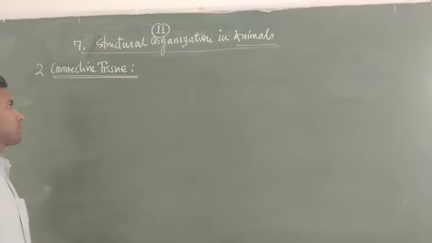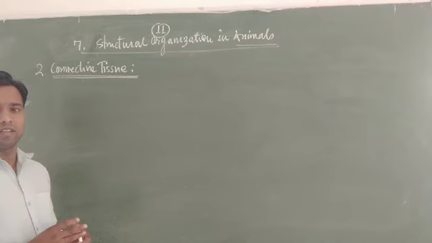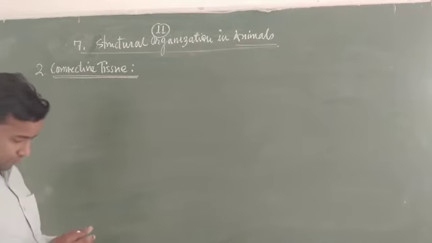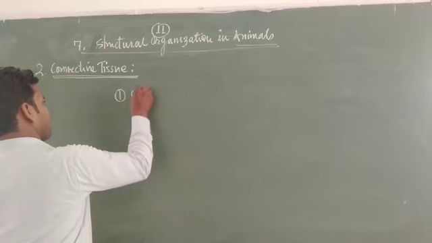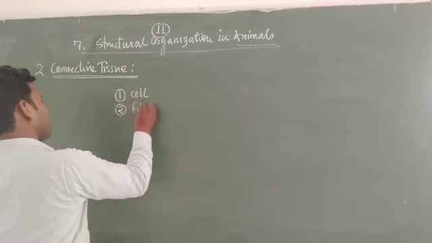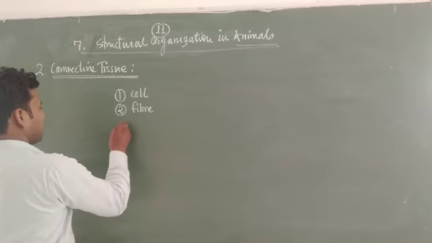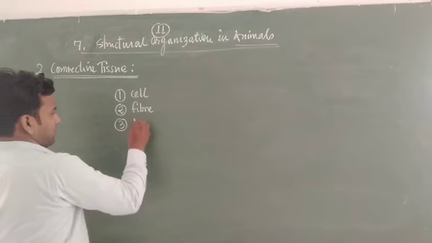Connective tissues are further classified into many categories, but connective tissue generally has three basic components. What are these three basic components? First is cell, second is fiber, and the third important component of the connective tissue is matrix.